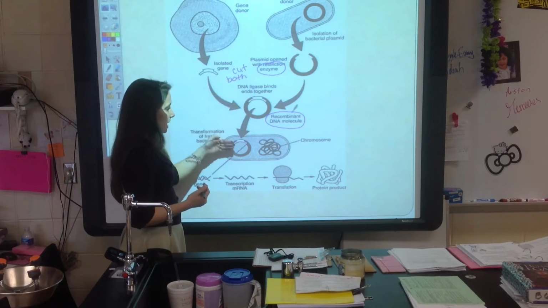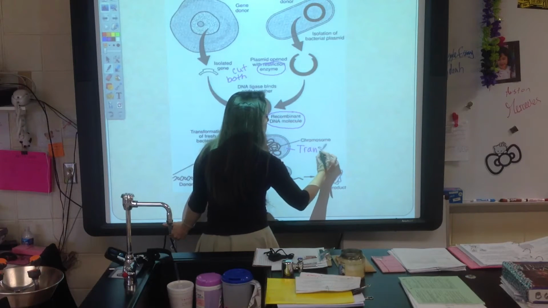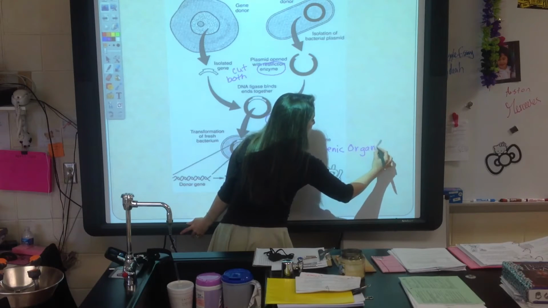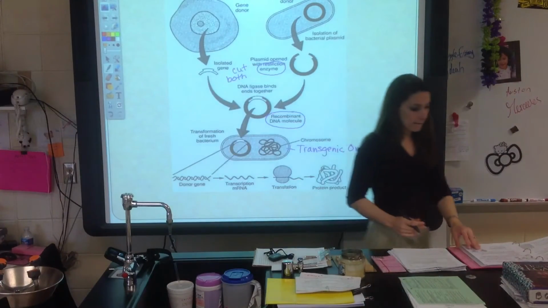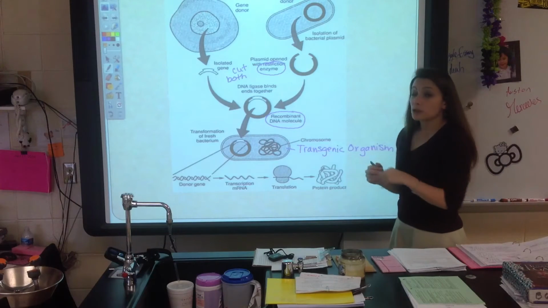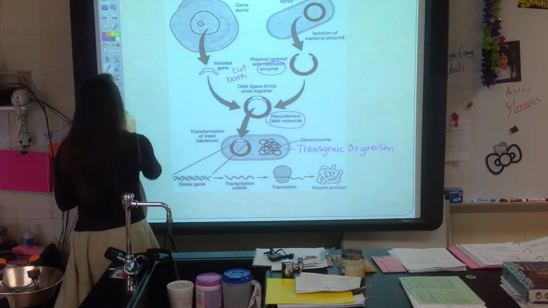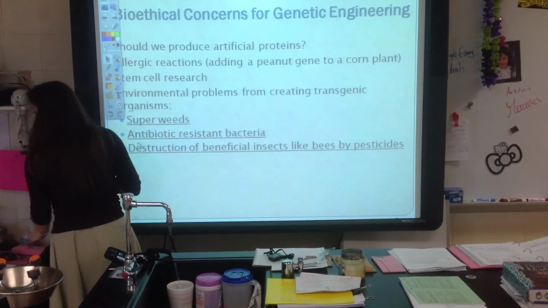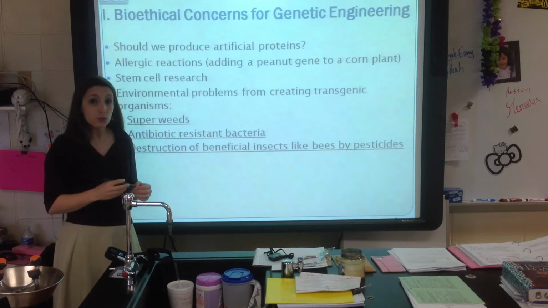We put the DNA into the bacteria, and this would be called a transgenic organism, because this bacteria now has DNA that doesn't normally belong to it. And so these are the steps for genetic engineering. This is how we get insulin, human growth hormone, and we're hoping that we can make other hormones this way as well. However, we do have some concerns. Should we be making artificial proteins?